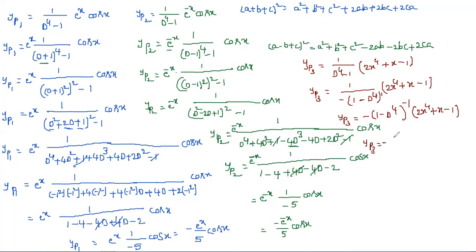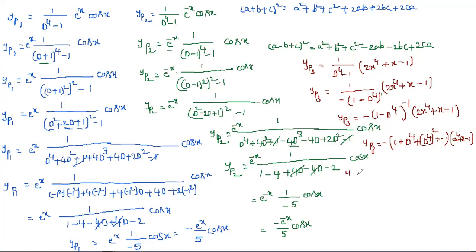yp3 is equal to minus of 1 by (1 minus D) whole power minus 1. That is nothing but 1 plus D square and so on, into 2x power 4 plus x minus 1. So here, what about the polynomial degree? It is 4th degree. So D power 4 is enough, and from here onwards it becomes 0.